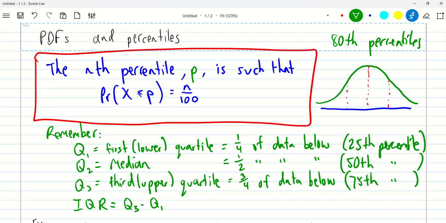Whenever we're talking about percentiles, you see in that red box there, the nth percentile. If you say the 80th percentile, p is such that the probability that x is less than that percentile is equal to n over 100. So n being a percent, it's n over 100. Hopefully that makes sense, that we're trying to find less than. I'll just circle that, so that we're finding the probability that x is less than p.